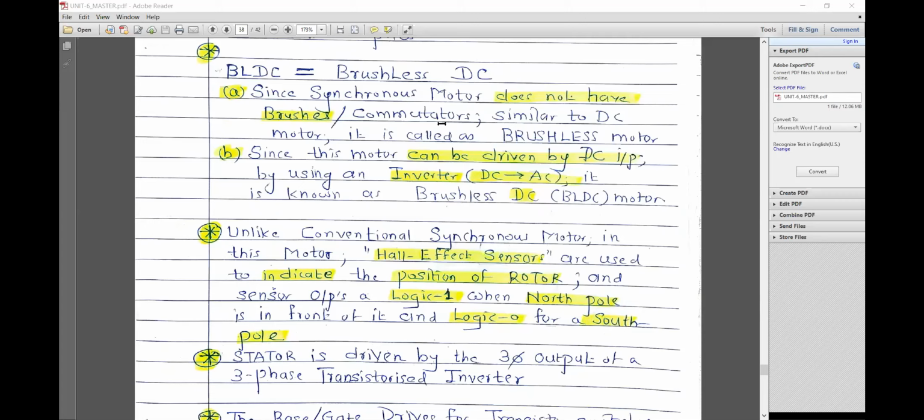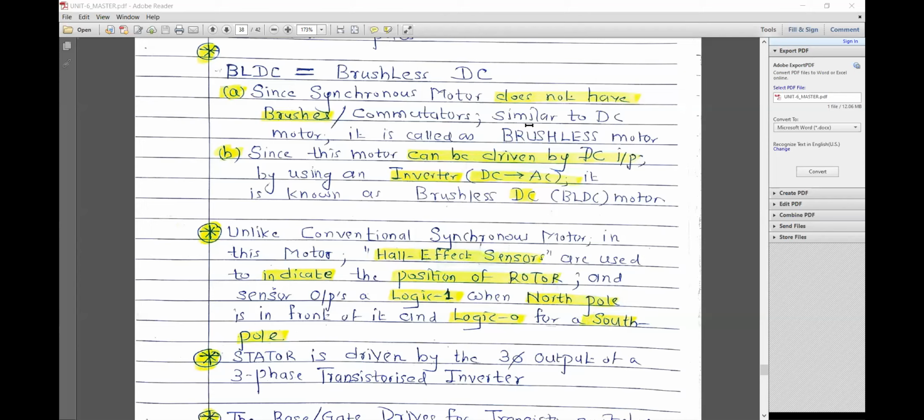But because of the advent of systems called inverters, we can have a direct DC input. We can convert this DC into AC using an inverter, and this inverter's output can be used for driving a synchronous motor. Is it clear? Till the time inverters were not created in this world, nobody knew how to convert DC into AC. That is why in that period, synchronous motors were driven by AC directly.